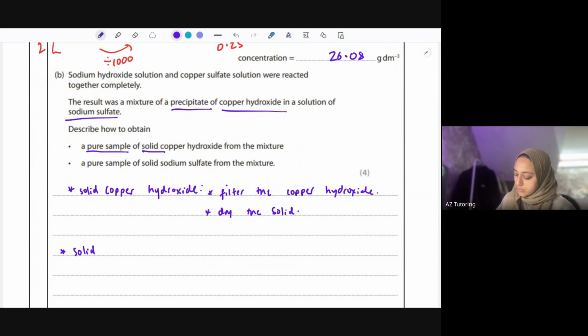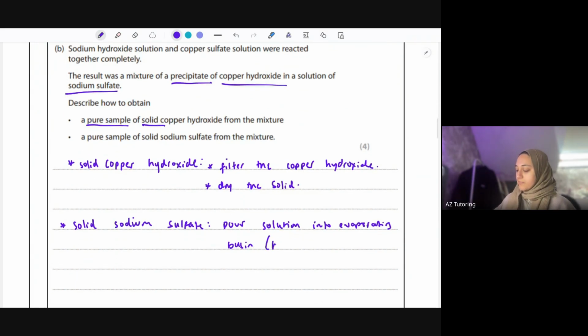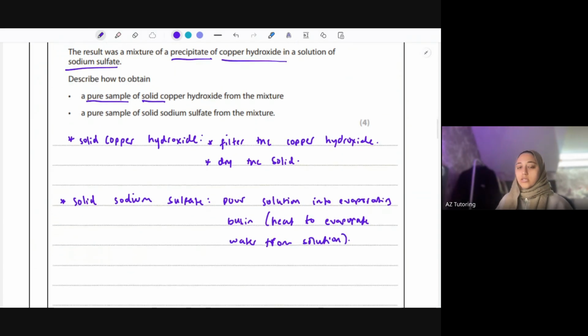Now the solid sodium sulfate. So with this one, you're gonna pour it into the evaporating basin and you're gonna heat it. So we're describing crystallization basically. So pour solution into evaporating basin because we're going to heat it. We're then going to heat it to evaporate water from solution. And then once you've done that is the crystallization process.